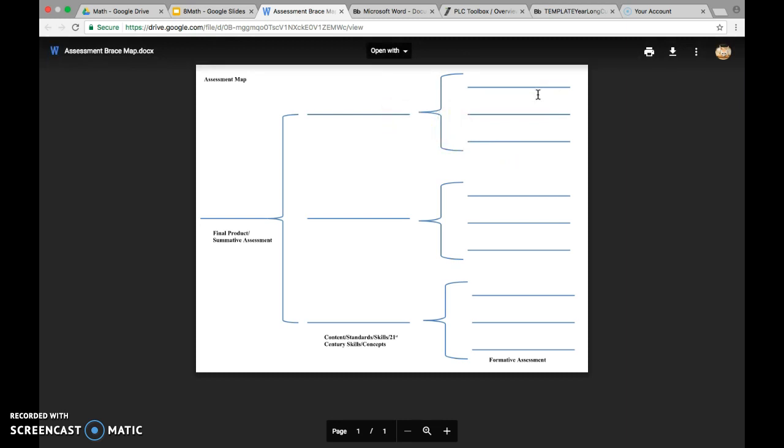The nice thing about this brace map is it helps you focus your PLC conversations around data because you have these smaller common formative assessments that you can have discussion around rather than waiting till the end of the unit to have a discussion on the final product and waiting until the end of the unit to find out what it is kids don't know. So this is one very helpful tool that you could use when you're having a Stage 2 conversation.